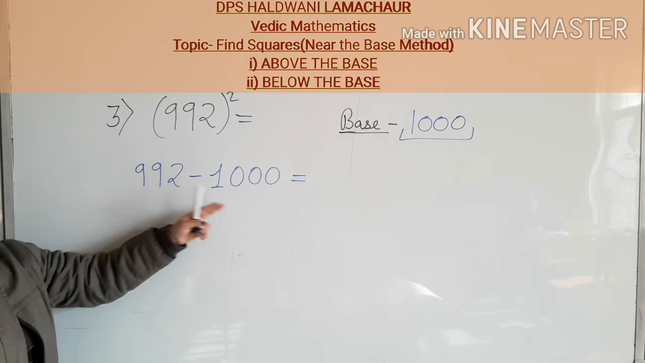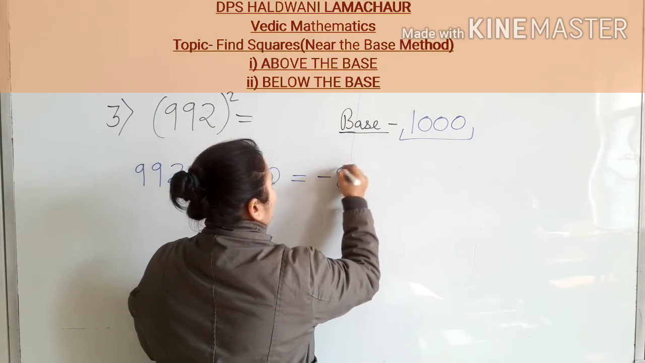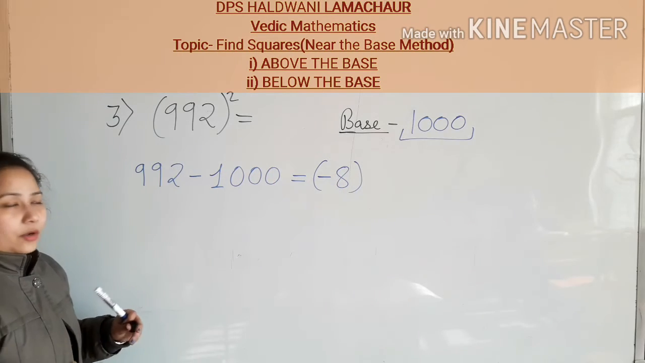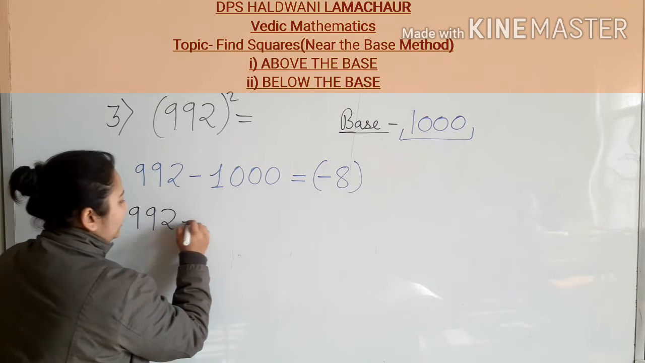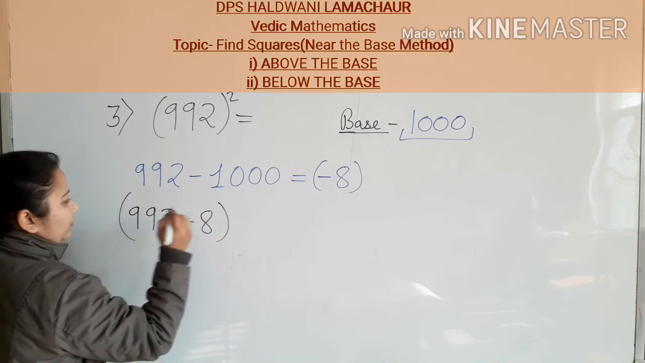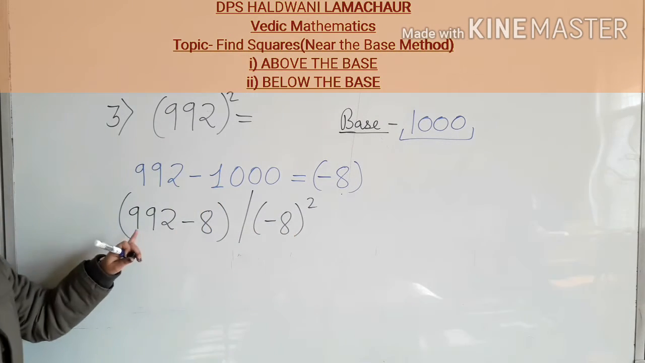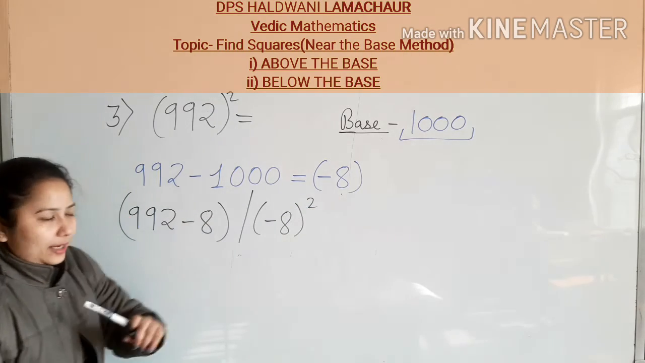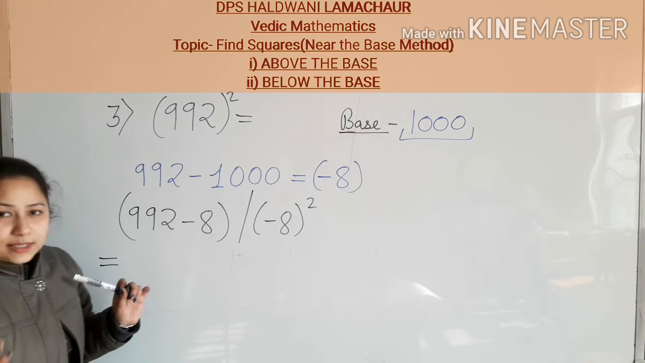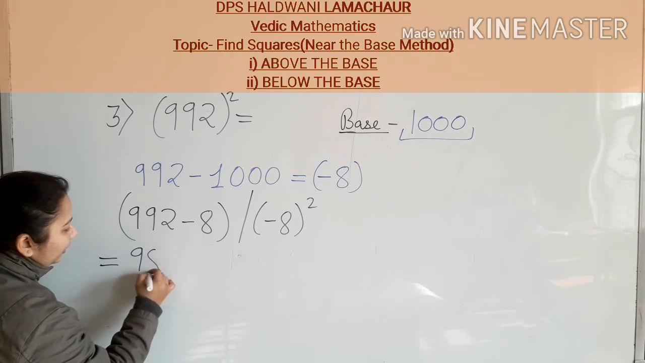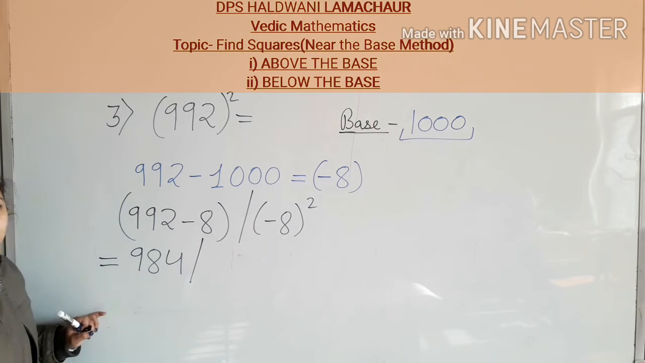Now 992 minus 1000 is minus 8. Now students, you have to take your number and then subtract this 8 from it, and slash, and the square of your number. 992 minus 8, and then the square of this number. Now 992 minus 8 is 984, and the square of 8 is 64.